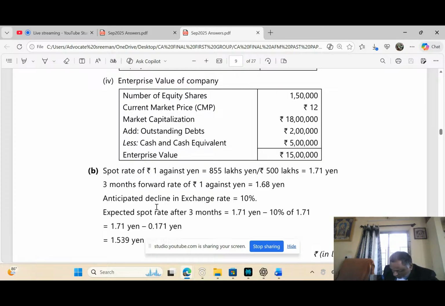Expected spot rate after 3 months is equal to 1.71 yen into 90 percent, that is 153.9 yen, that is 1.539 yen.